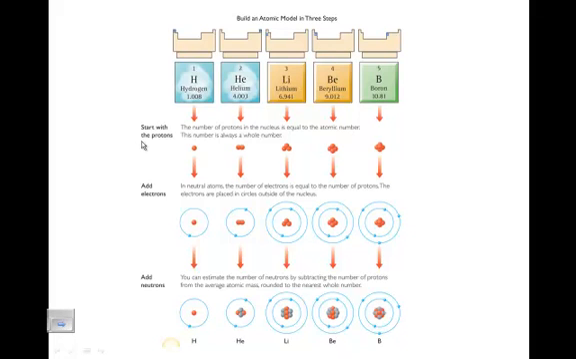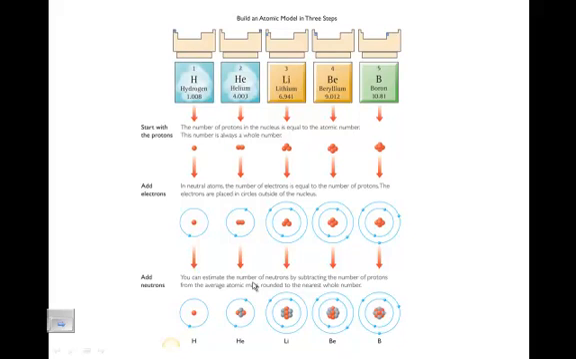Step 1, look at the protons. So for example, if we're looking at boron, atomic number 5 tells us we have 5 protons, so these 5 red spheres. And then, according to this, you have to have the same number of electrons. So make sure that there are 2 electrons, these blue spheres, on the first energy level, followed by 3 on the outer energy level. Finally, the neutrons.